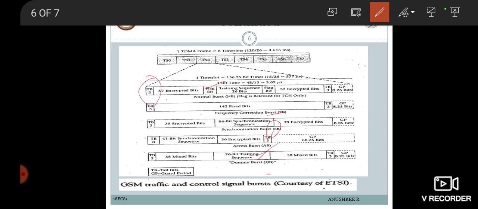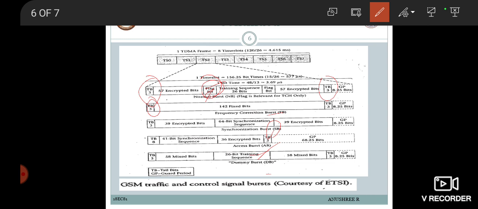Three tail bits precede the first group of traffic bits and three tail bits follow the last group of traffic bits. These tail bits consist of three zeros that provide time for the digital radio circuitry to initialize itself. The flag bits are used to indicate whether the encrypted bits contain traffic or control information.